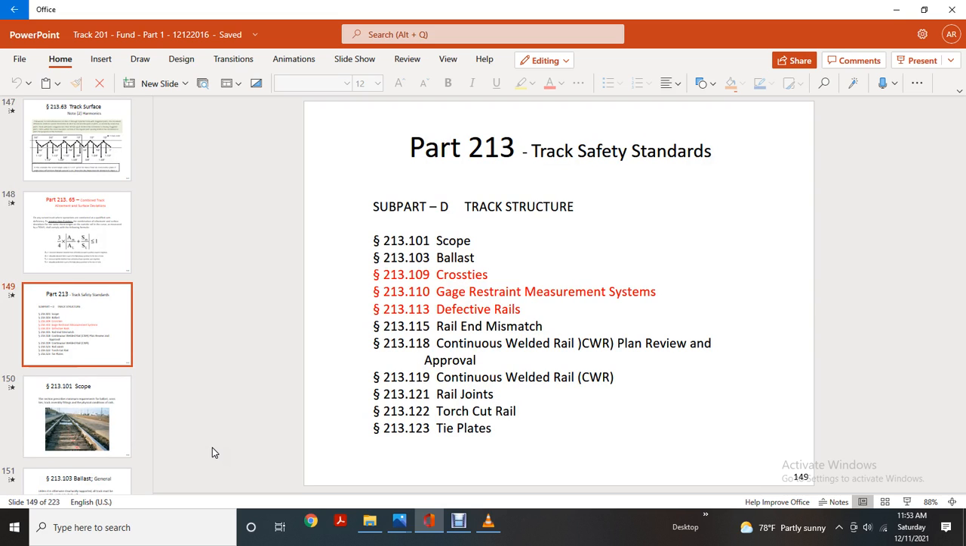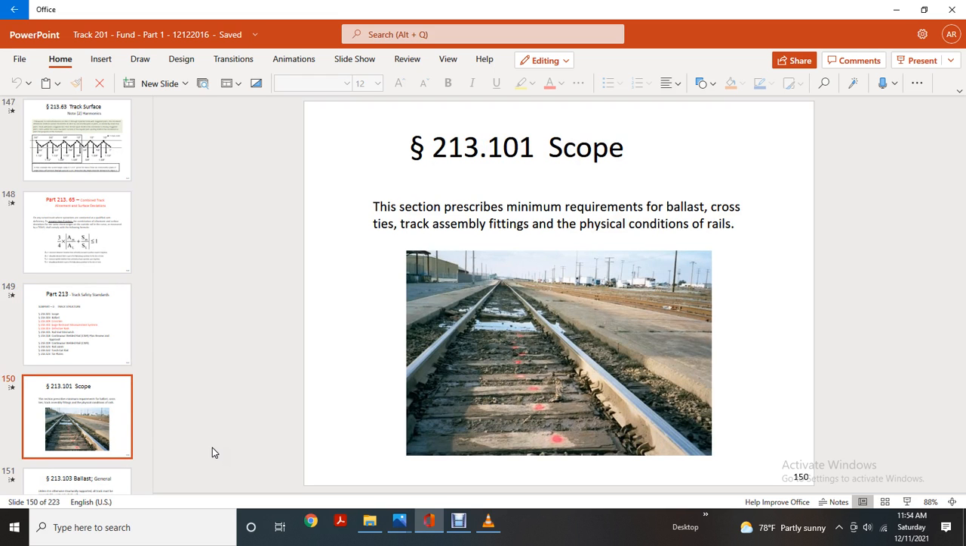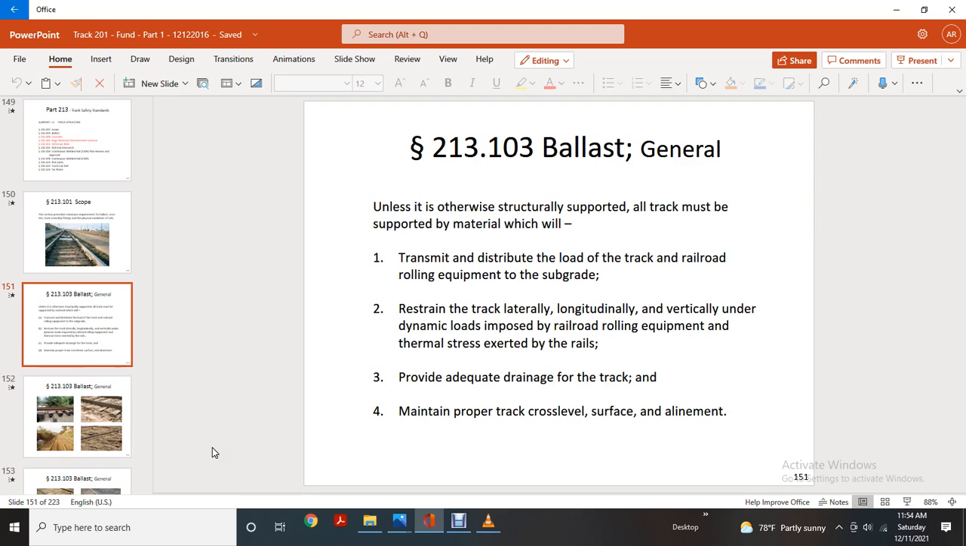Alright, Part 213 Track Safety Standards, track structure: scope, ballast, cross ties, gauge, restraint measurement, defective rails, rail end mismatch, continuous welded rail, plan review and approval of continuous welded rail, joints, torch cut rails, and tie plates. Scope of the section: prescribing the minimum requirements for the ballast, cross ties, assembly fittings, and physical conditions of the rail. Unless otherwise structurally supported, all track must be supported with the distributed load of the track and railroad rolling equipment with a subgrade and drain. Track must restrain laterally, longitudinally, vertically, and with the dynamic loads imposed by the railroad rolling equipment and with the thermal stress exerted on the rail, provide adequate drainage of the track, and maintain proper track cross level, surface, and alignment.